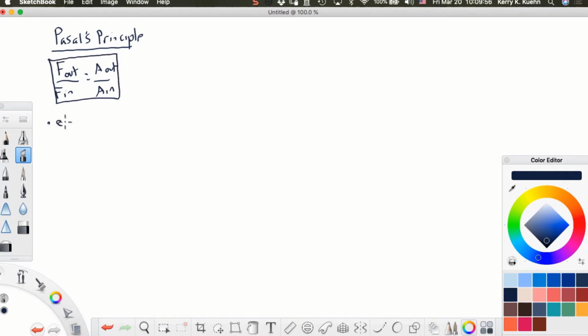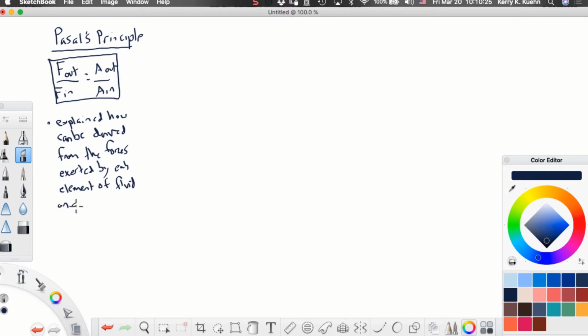So in the last lecture, I explained how it can be derived from the forces exerted by each element of fluid on adjacent fluid elements. And before I go on to explain another way of deriving Pascal's principle, I think it's probably worthwhile to pause and think a little bit harder about what's going on. So this is a little bit of review, but it's also maybe introducing some new concepts.